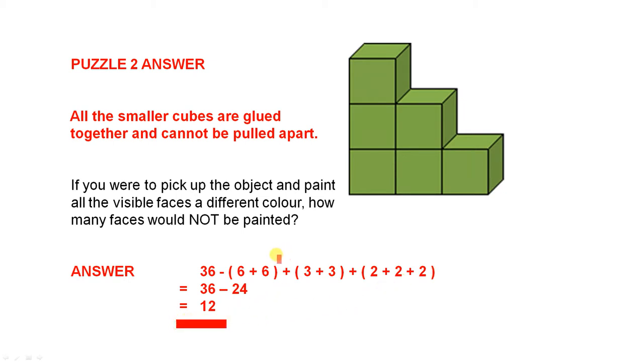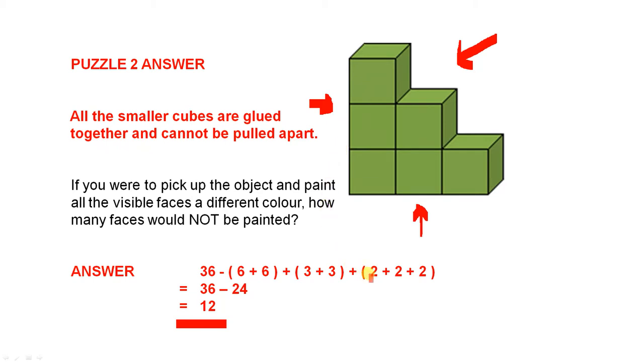So the faces that can be painted are 6 at the front, which is here, 6 at the back, which we can't see, that's there, 3 at the bottom, which we can't see, 3 there on that side, which we can't see, but we can touch it if we picked up the object. We can touch all those faces.